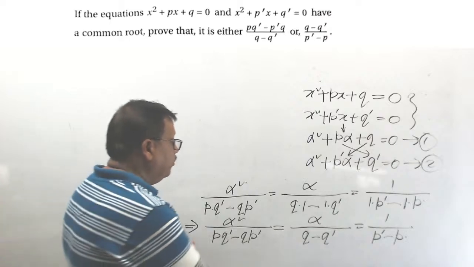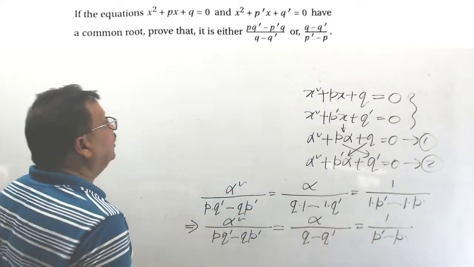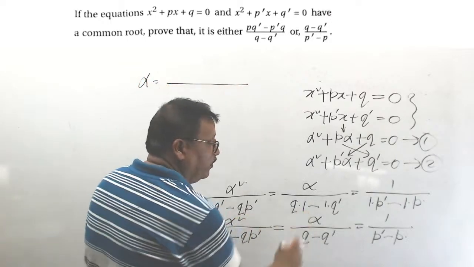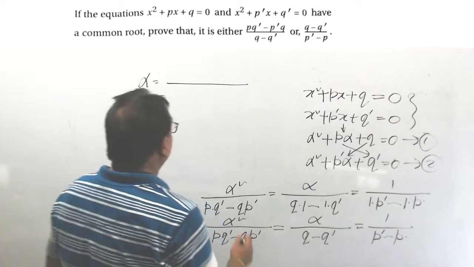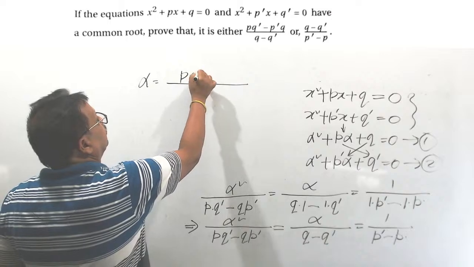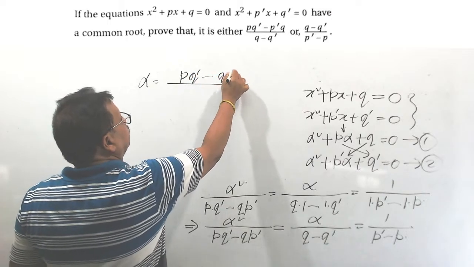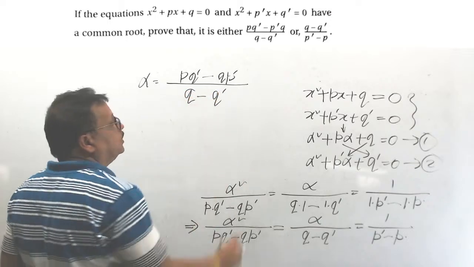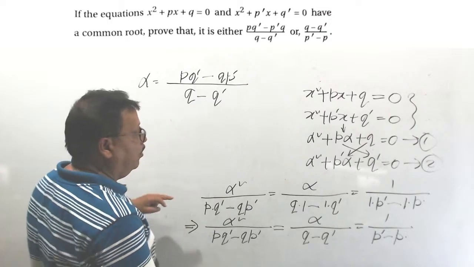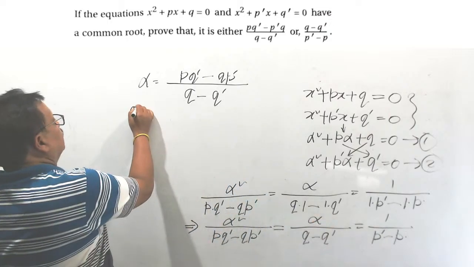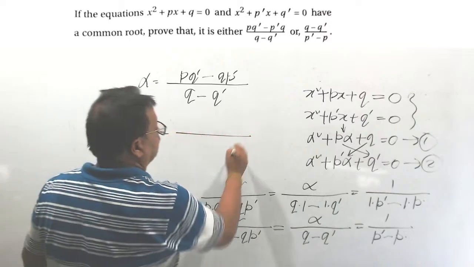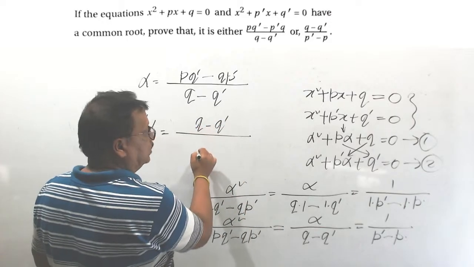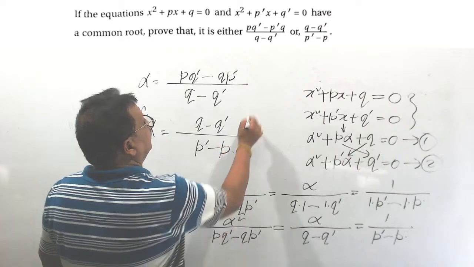Now compare these two parts first. That is, you are getting what? Alpha is equal to, 1 alpha and alpha will be cancelled, this will go on the top, p q dash minus q p dash divided by q minus q dash. I think you got one answer. Or the second alpha, second alpha is equal to what? Compare these two. That means q minus q dash by p dash minus p. Okay, you got the set.